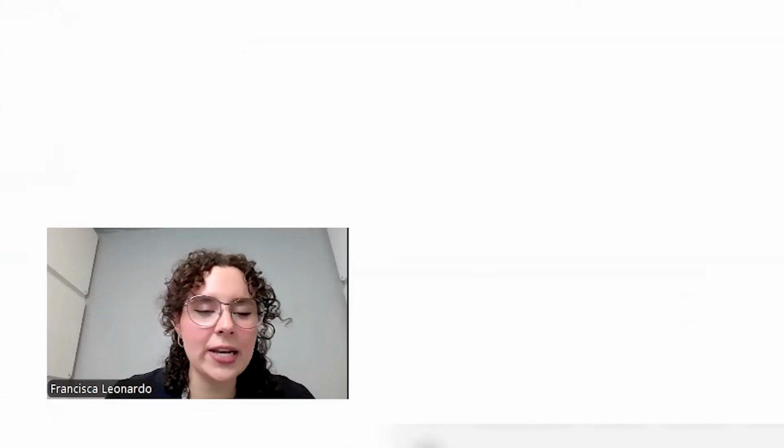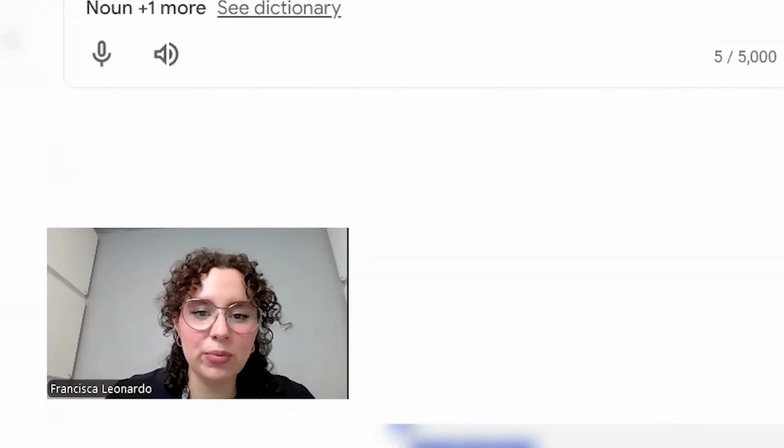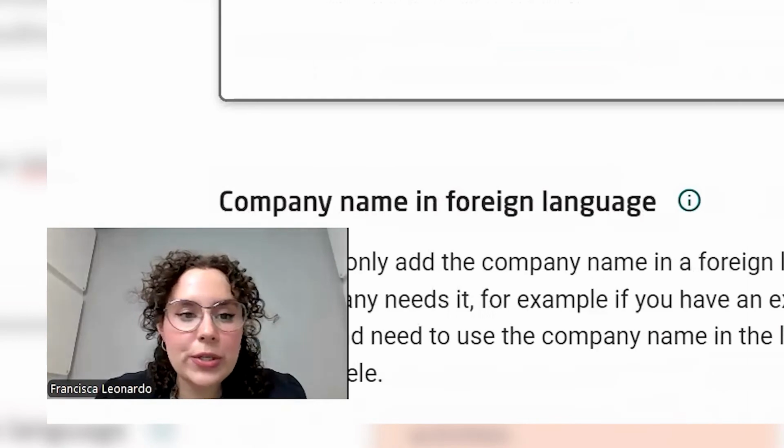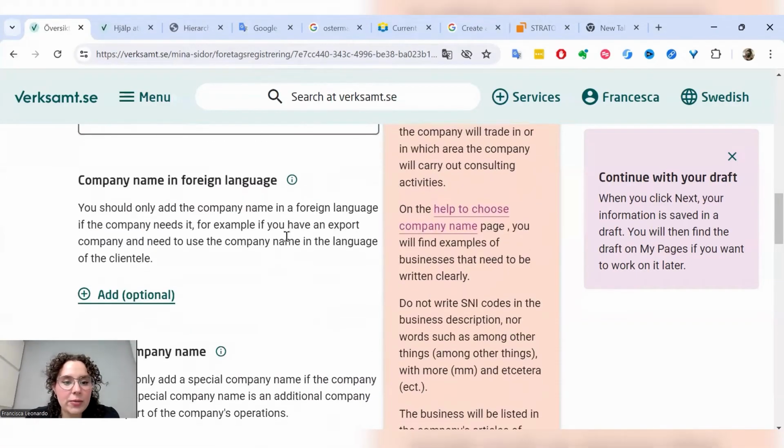So this, again, needs to be in Swedish because otherwise they will reject your application based off of that. They will have to call you and have all this back and forth. It's happened to me. Please don't do that. Once you're done with the description, then you continue.